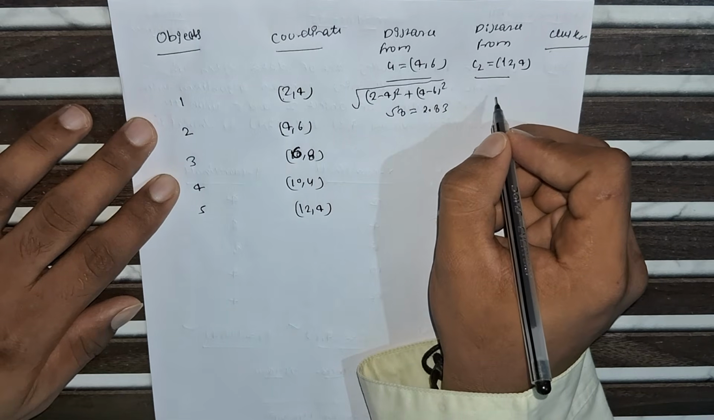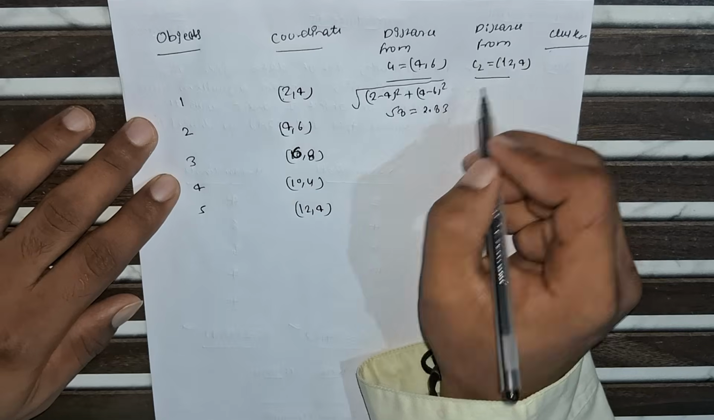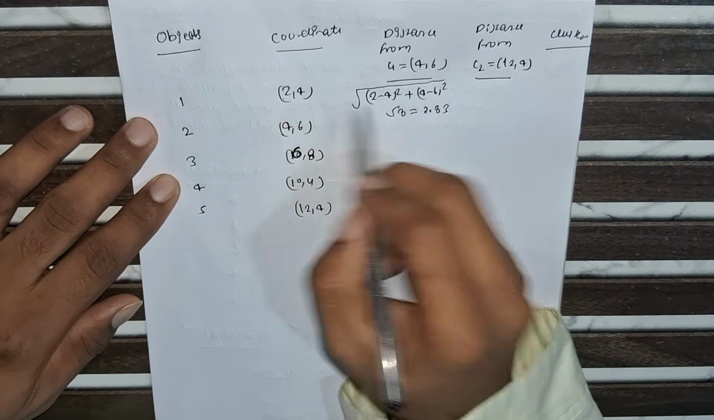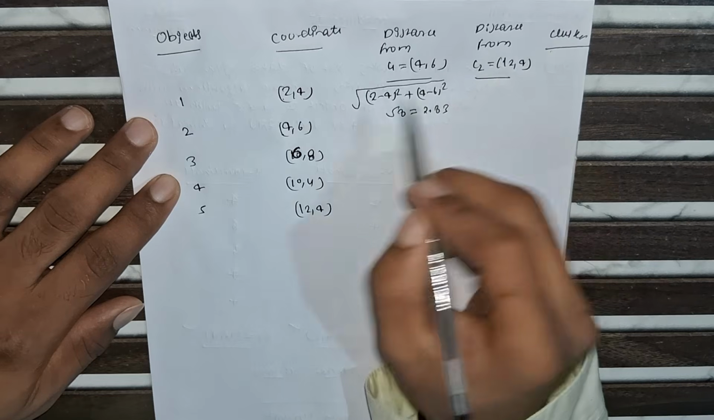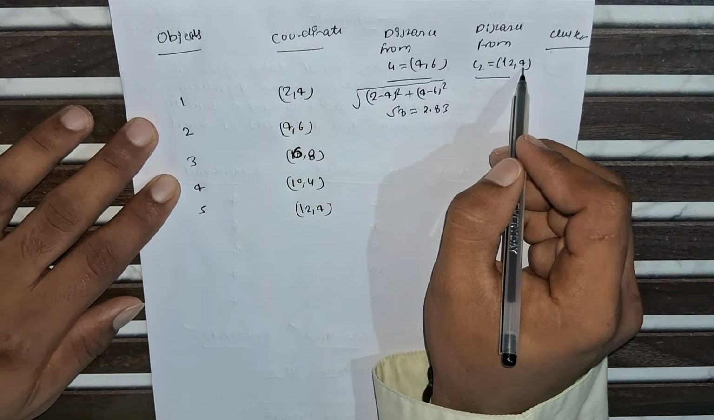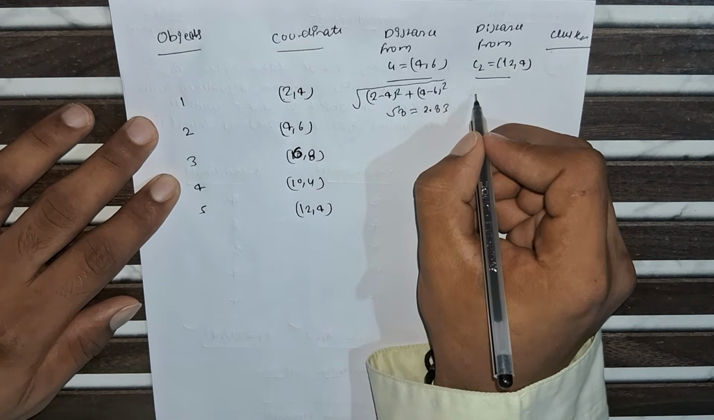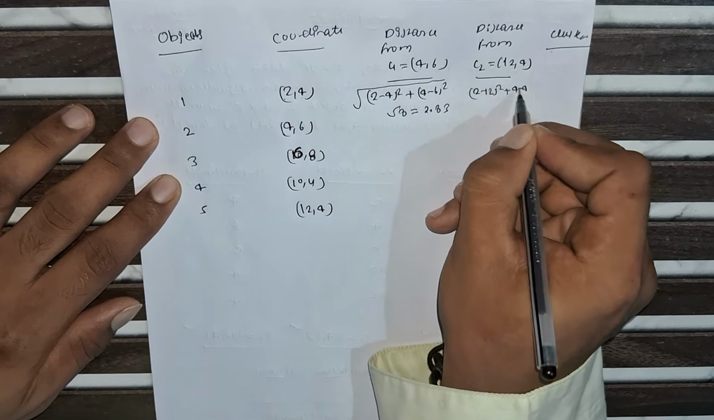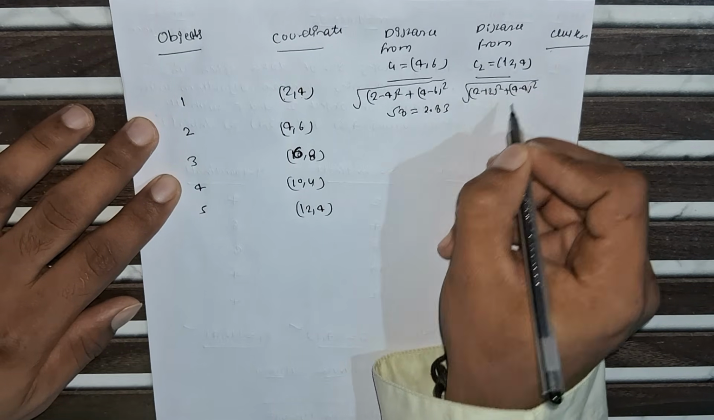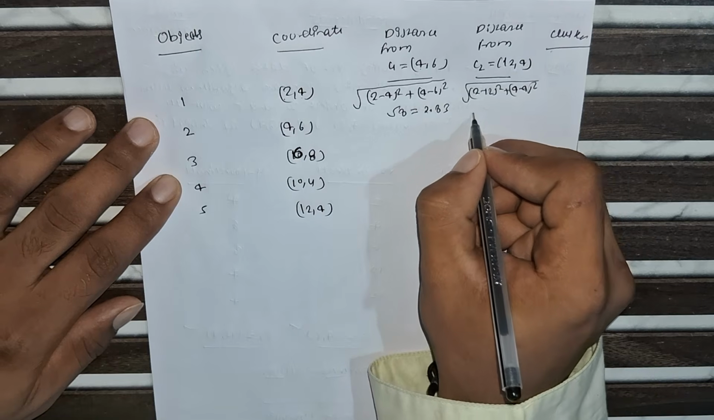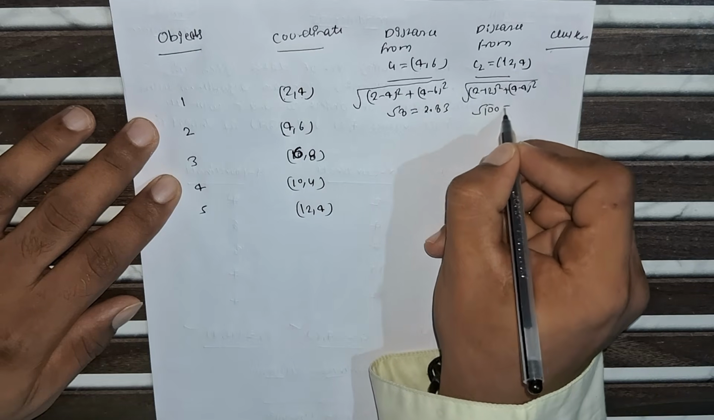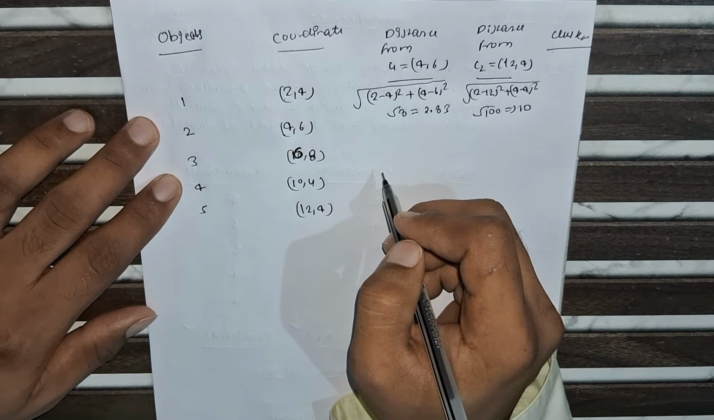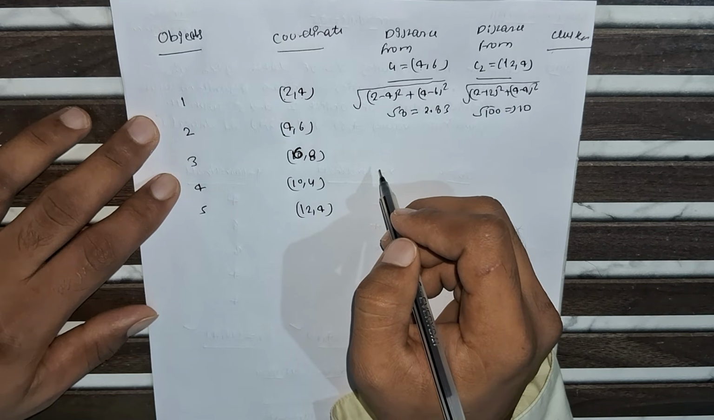Like that, the same method we are applying for C2. This is our x2 and this is our y2. So x2 minus x1 whole square plus y2 minus y1 whole square means 2 minus 12 whole square plus 4 minus 4 whole square under root. When you solve it, it becomes under root 100 which equals 10. Like that you have to calculate the same distance for all the objects.